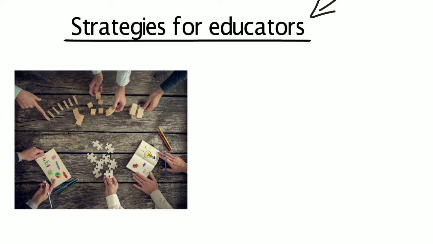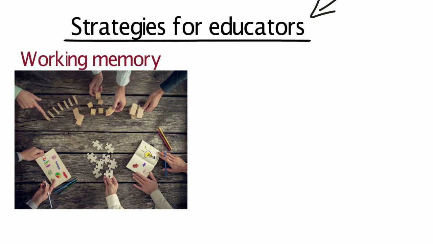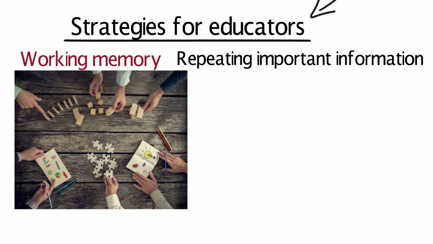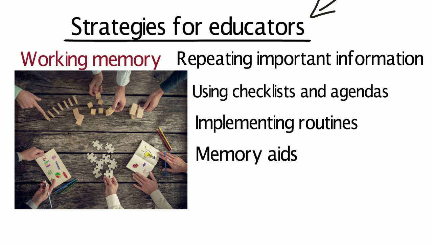Educators are faced with the task of identifying which executive functions a student may struggle with and matching the appropriate strategies to the individual. Going back to our example, if a student struggles in working memory, an educator should provide the student with the tools to reduce the amount of information that needs to be remembered. This could be done through repeating important information, encouraging the use of checklists and an agenda, implementing classroom routines, allowing students to use memory aids, and providing extra time for tests and assignments.